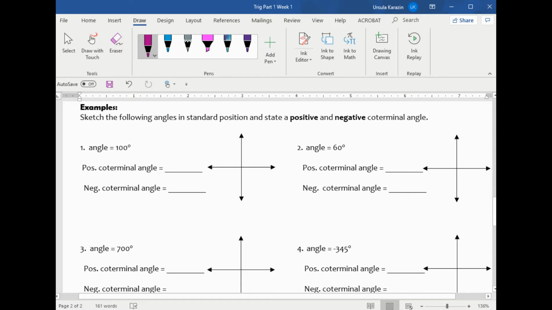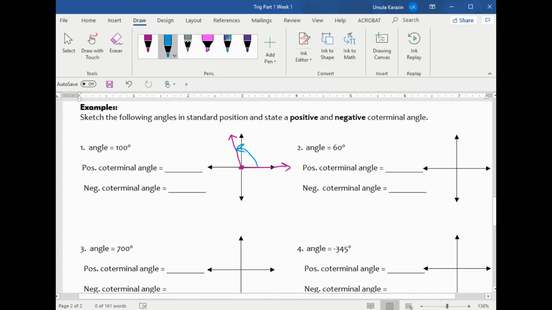This is what your homework looks like. Please notice there are three things you're supposed to do. You're supposed to draw the angle, find a positive coterminal and a negative coterminal. So here's my angle, 100 degrees. I put my vertex, I draw my initial side. That's a little bit past 90, so there's my angle. Put in my directional arrow. First part done.